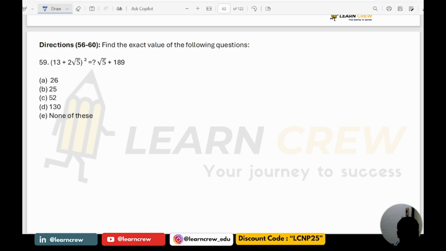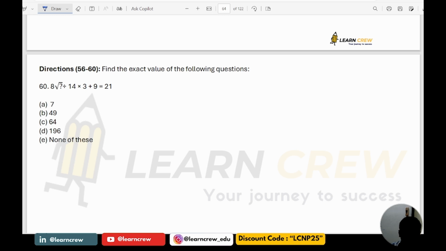Now 13 plus 2 root 5 whole square is equal to how much into root 5 plus 189? If you see here, 13 to the 26 to the 52. Simply squaring it, a plus b whole square. 52 root 5 you are going to get. Now question number 16.